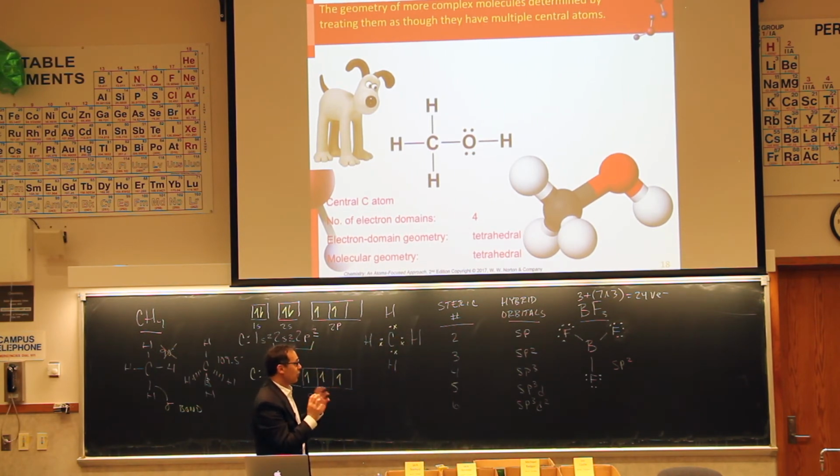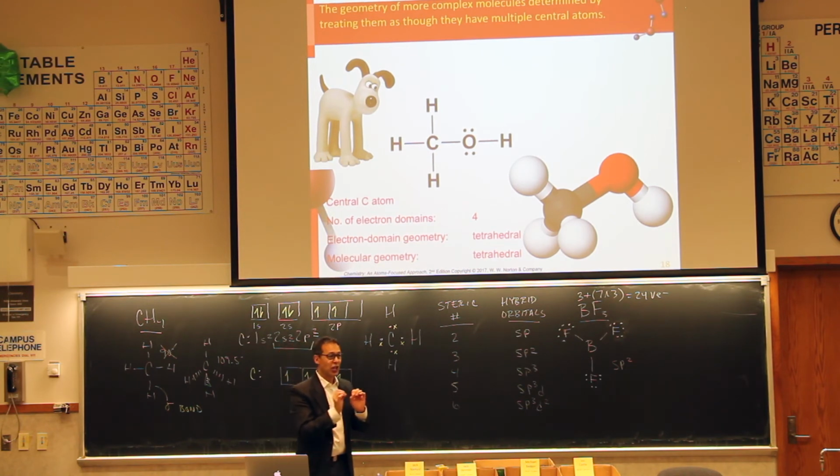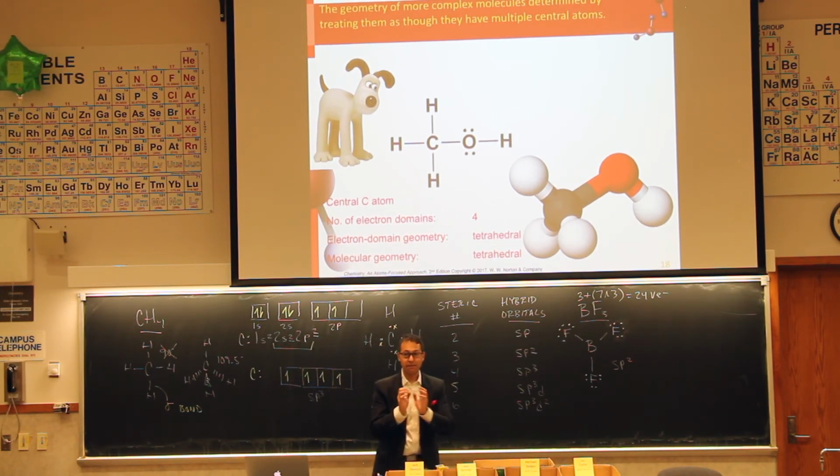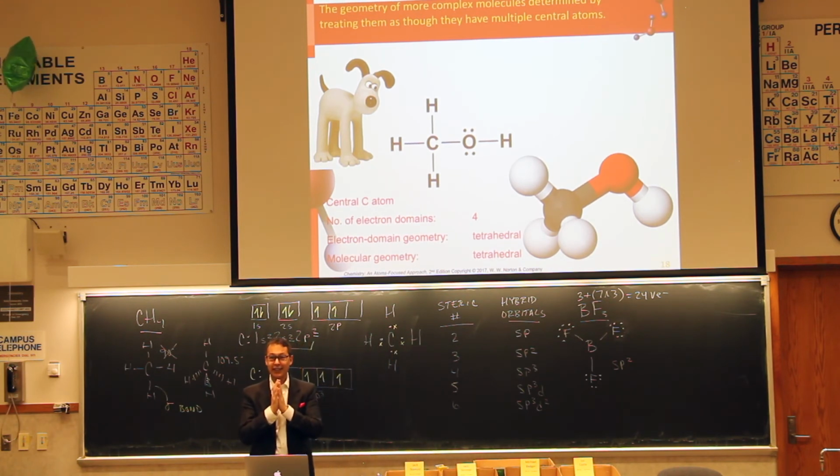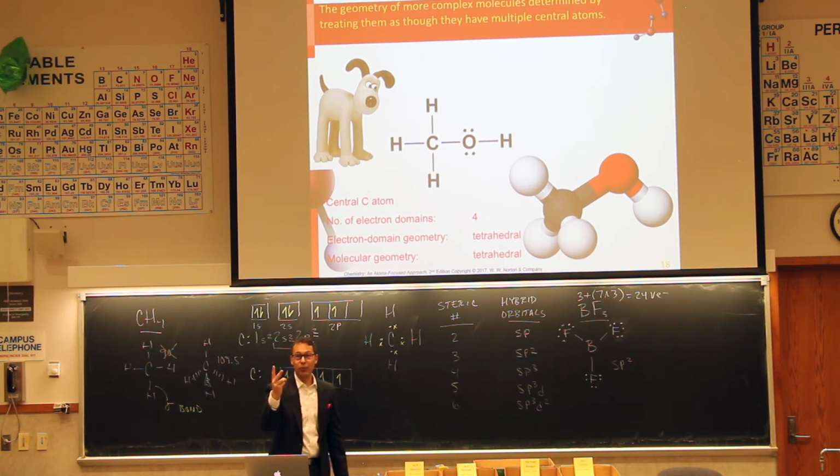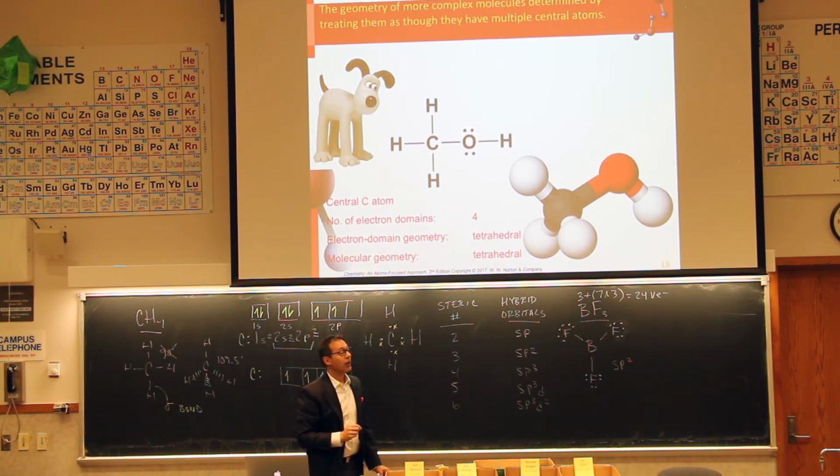Now, if it's sp3 hybridization and our steric number is 4, here's the tricky question. What is the molecular geometry? It's bent. Nicely done. So our steric number is 4. We have 2 lone pairs. It is bent.